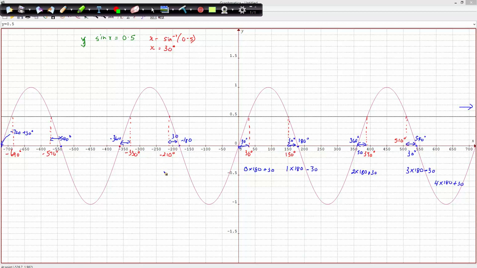Go back the other way, does that pattern still hold? I think it does. This would be negative 1 times 180. Let's make that clearer. So negative 1 times 180, and that is minus 30. The solution here, negative 2 lots of 180 plus 30. So negative 360 in other words, plus 30.